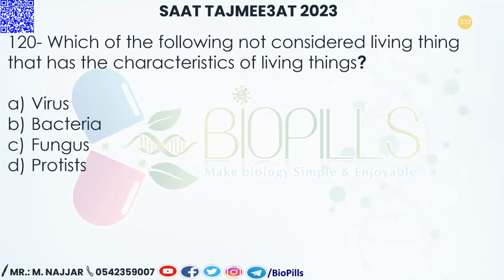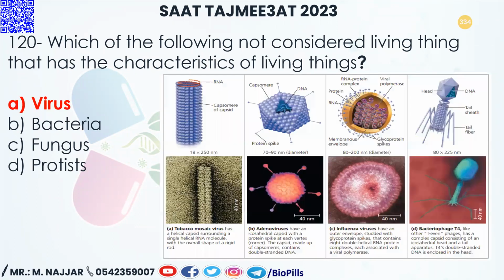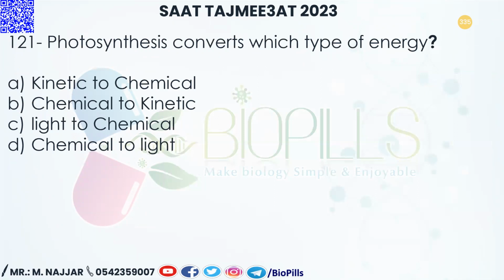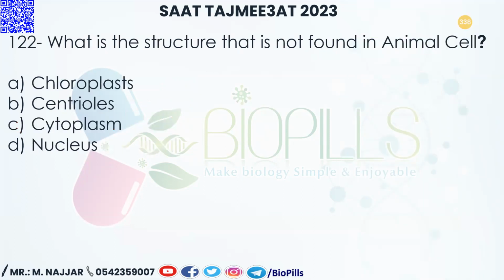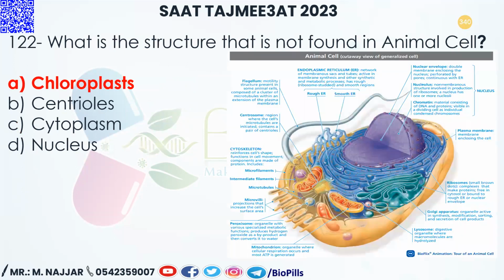Which of the following is not considered a living thing that has the characteristics of a living thing? Yeah, the virus. Yes, of course. Photosynthesis converts which type of energy? Light to chemical. What is the structure that is not found in animal cells, found only in plants? It's the chloroplast. Yes, exactly.